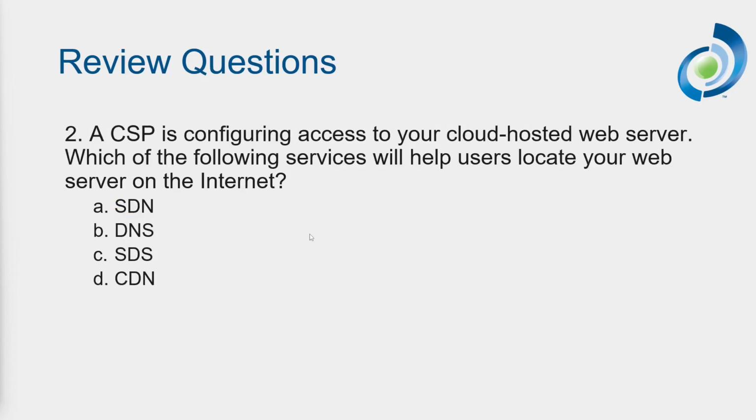Number 2, the CSP is configured to access your cloud-hosted web server. Which of the following services will help users locate your web server on the internet? So in this case, this is DNS. This is that domain name system. It's what we've talked about. And I even mentioned in the written lab how if you have a disaster, you might use the DNS to change that name so that when people go to a certain address, they'll come back into a different address, depending on what you put in there.